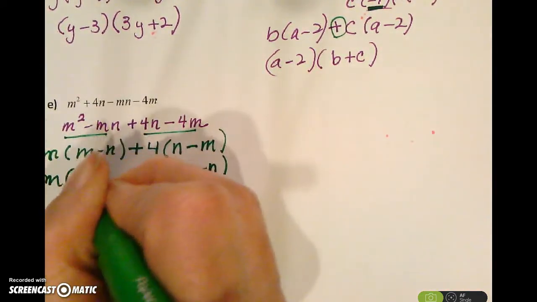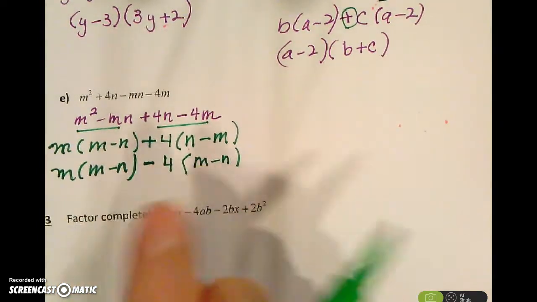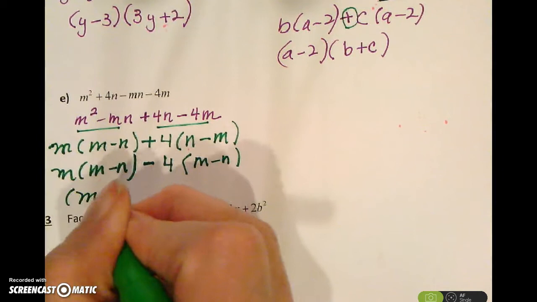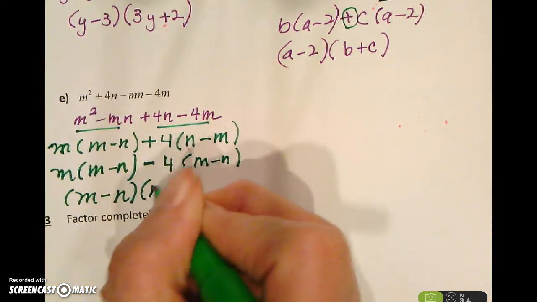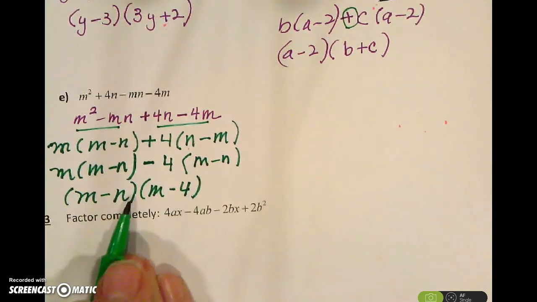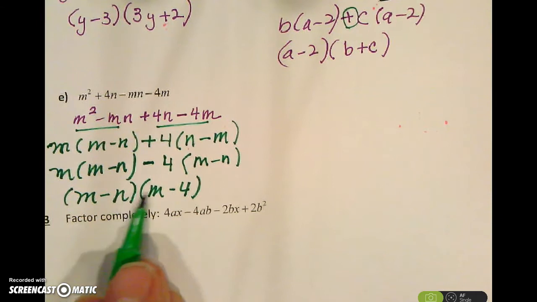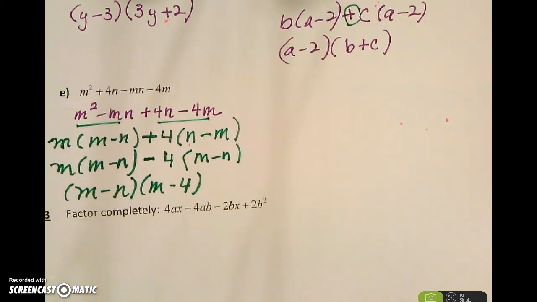So now I have this, and my m minus n's now are alike. I'm going to factor them out, m minus n times m minus 4, and this is factored. Let me remind you that when something's factored, there are no pluses in between here. It's always a parentheses touching another parentheses.